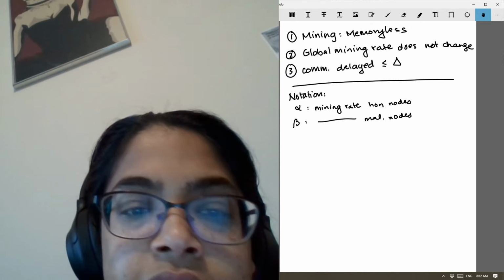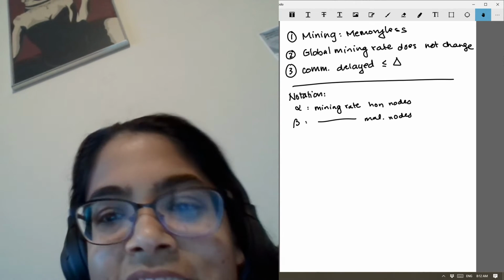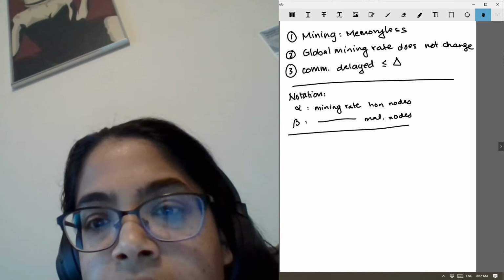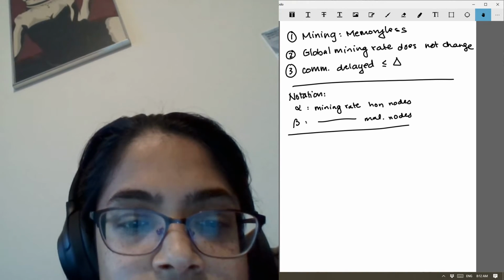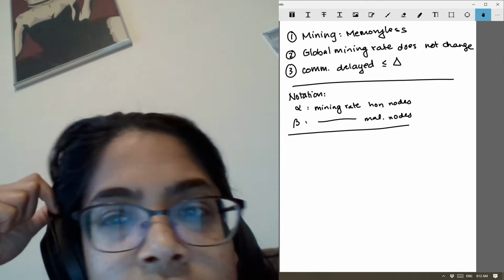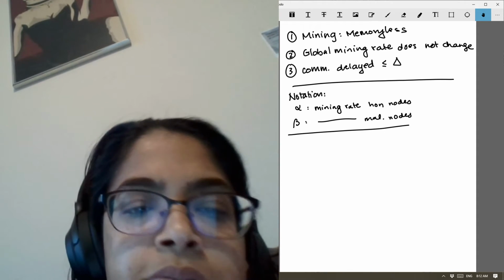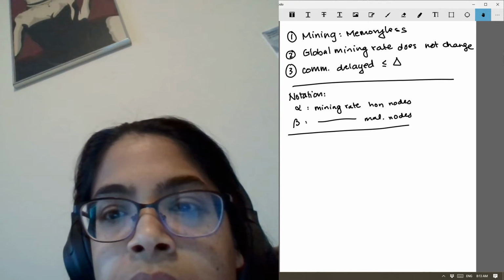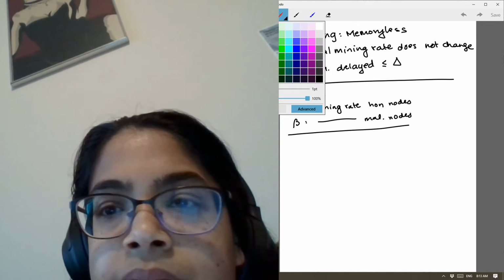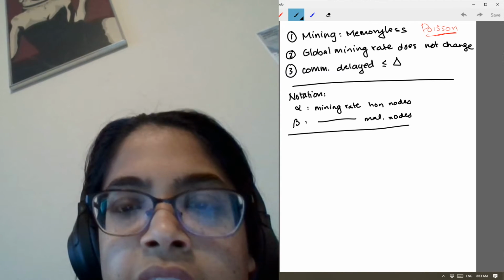Using the fact that mining is memoryless and that global mining rate does not change, you can guess maybe what kind of process this mining is. What kind of process tells you what the blocks that are mined are? The number of honest or malicious blocks mined is what kind of process? Okay, so memoryless should give you a hint, which is that it's a Poisson process. Great.